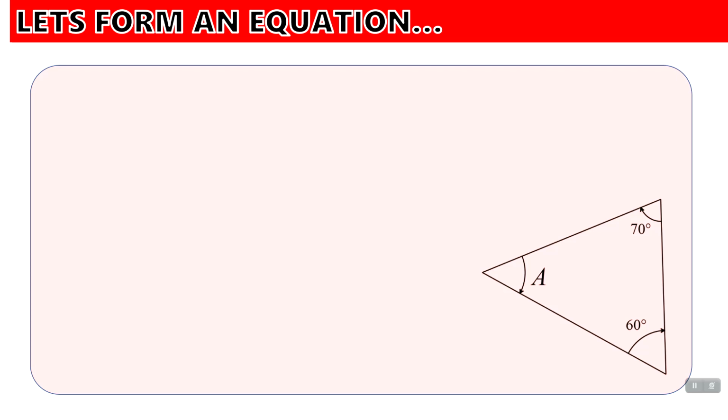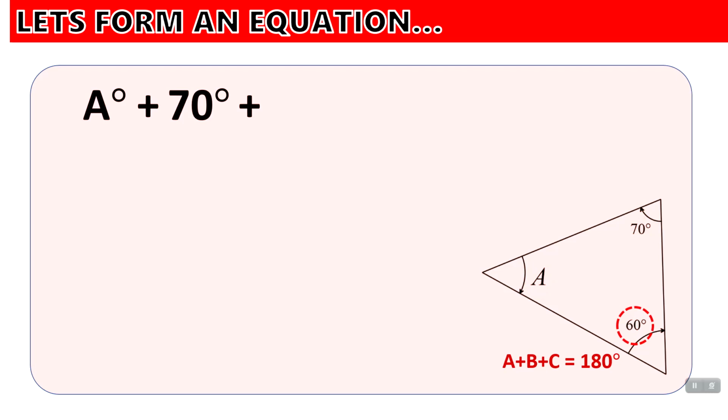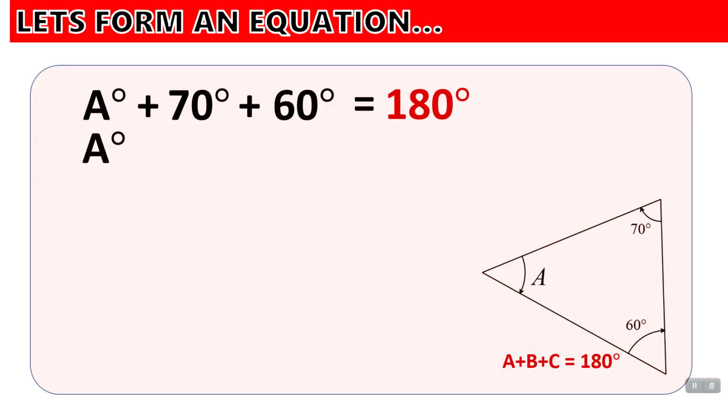So let's form an equation. We're going to take the fact that we know that A plus B plus C equals 180 and write an equation based on the information that we have. So we're going to start with the unknown, which is A, and say A degrees plus 70 degrees plus 60 degrees equals 180. And now we're going to simplify the 70 and the 60 by adding them together. So A degrees, we don't know, plus 70 plus 60 is 130, equals 180.